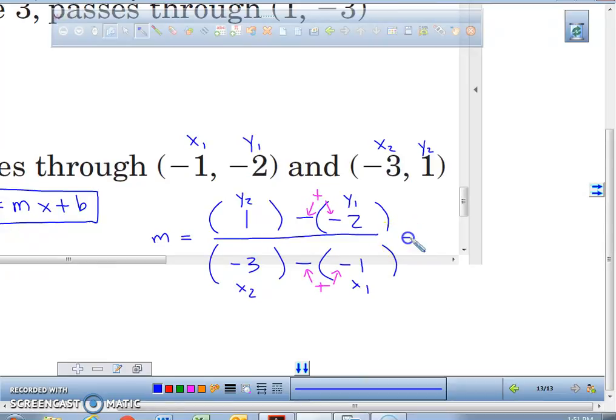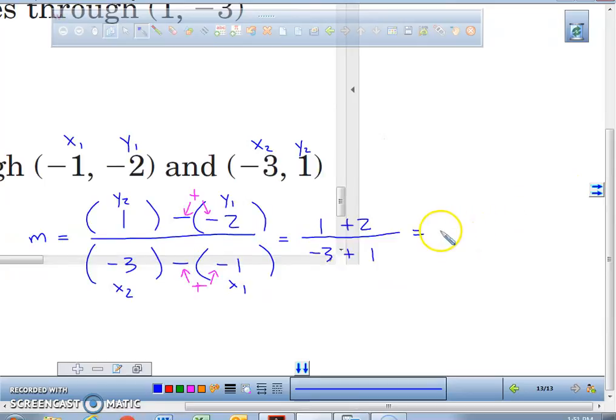So now, in the numerator, we have what? We have a 1 plus a 2. And in the denominator, we have negative 3 plus a 1. So in the numerator, we get 1 plus 2, which is 3. In the denominator, we get negative 3 plus 1, which is a negative 2. So our final slope is negative 3 over 2. Now, whether you get a negative in the numerator or the denominator, either way, it's going to be a negative slope. So put m equals negative 3 over 2.